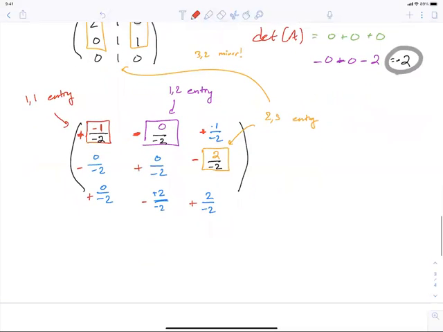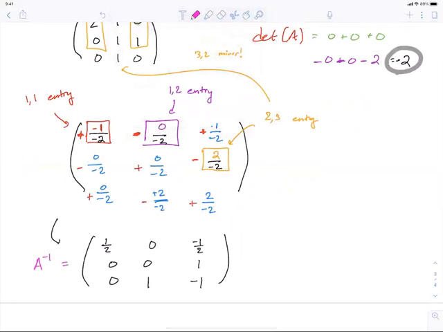And of course, you can simplify this if you want, but this just becomes the matrix 1/2, 0, minus 1/2, 0, 0, 1, 0, 1, minus 1. So this would be A inverse. So this is a nice way of calculating the inverse without necessarily row reducing.